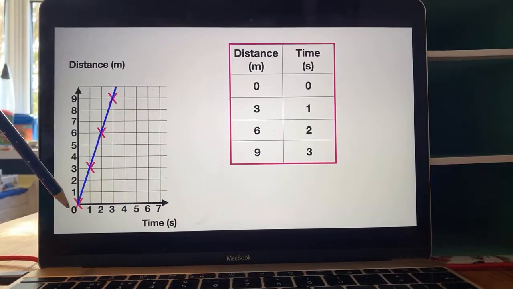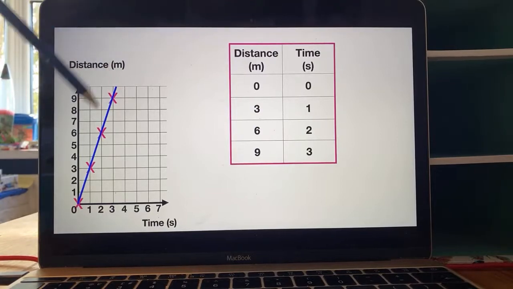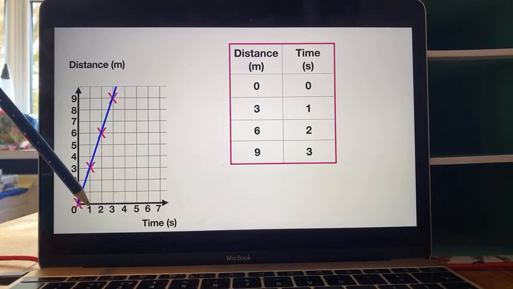And the graph tells us that because you can draw a straight line through those points. So if you can draw a straight line through all the points, that means that that thing is travelling at a constant speed. It's not slowing down and then speeding up. It's just always moving 3 metres every second, right? Next one.